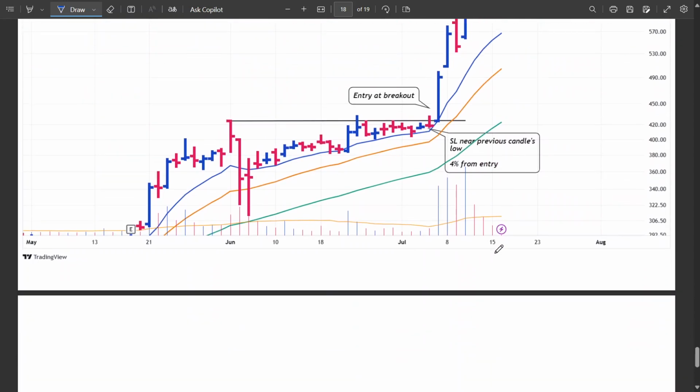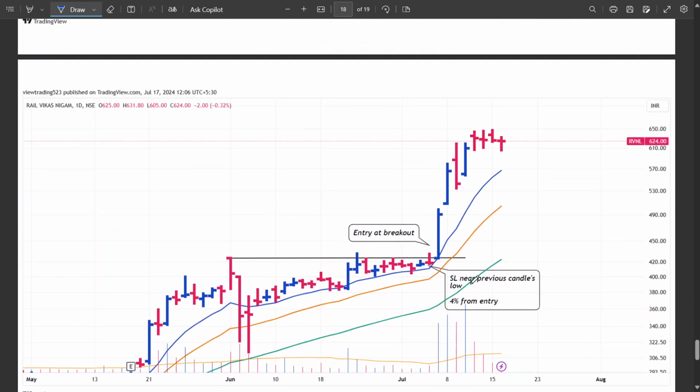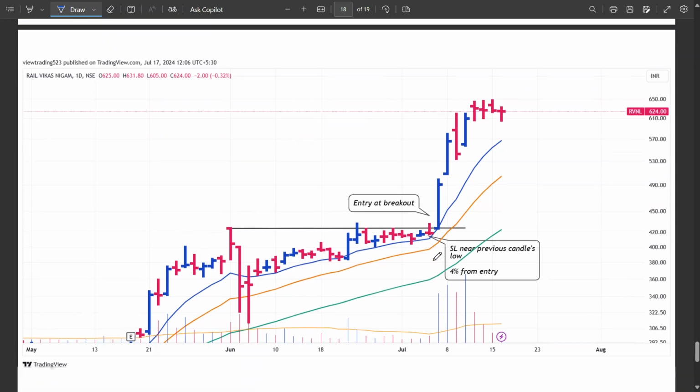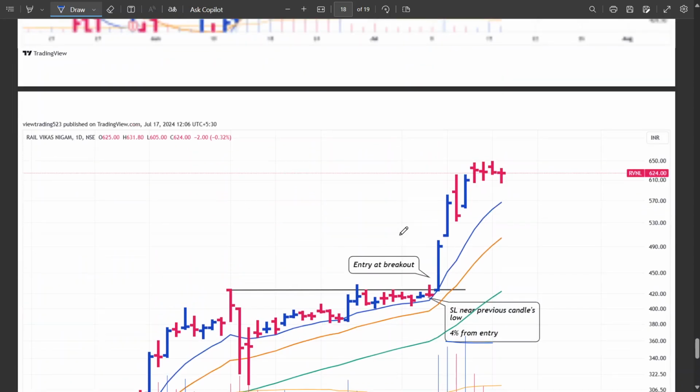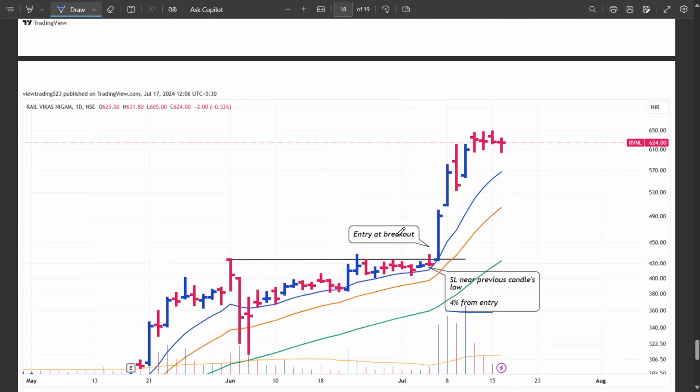Here again, another example of one of the successful trades, see, the SL was near the low of the previous candle, because again, it opened a little bit higher as compared to the previous candle. The entry would have been somewhere around 430 or so, and the stop loss was around the low of the previous candle. Again, 4% from the entry price. So this is something that you have to decide on your own, right? What kind of stop loss you will be putting.